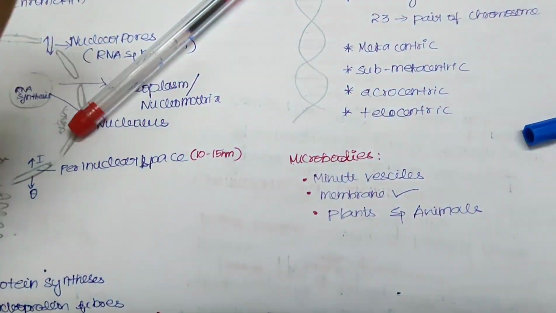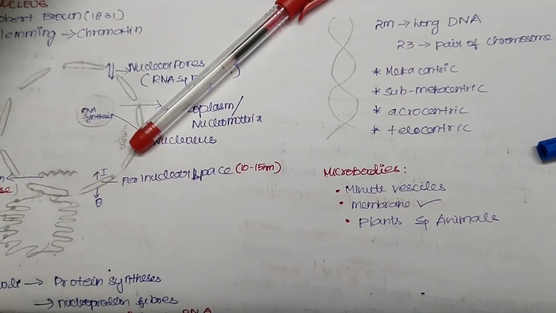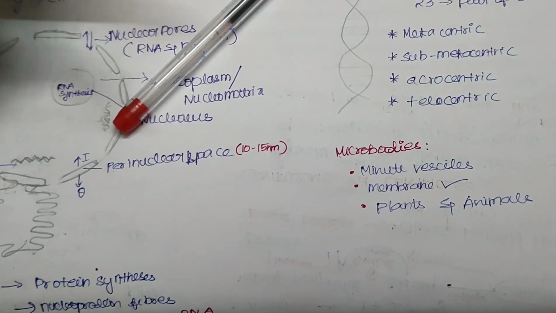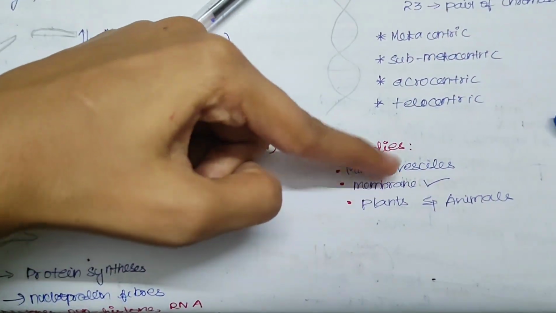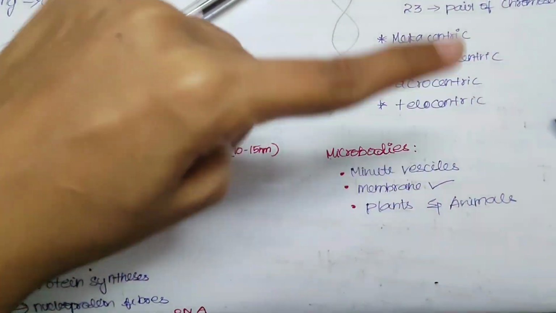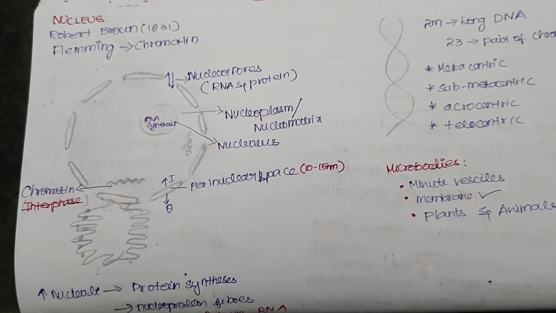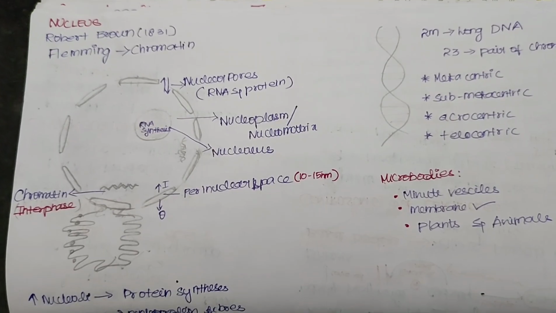So I have given the basic idea, and we have also given information about microbodies. These microbodies are nothing but minute vesicles. They are found in both plants and animals, and they are membrane-bound organelles. So with this we are completing this chapter. Now we will see the questions for this page.